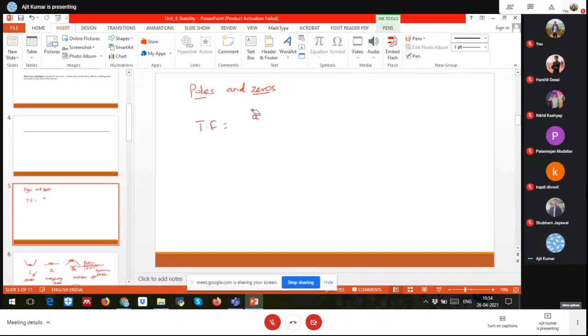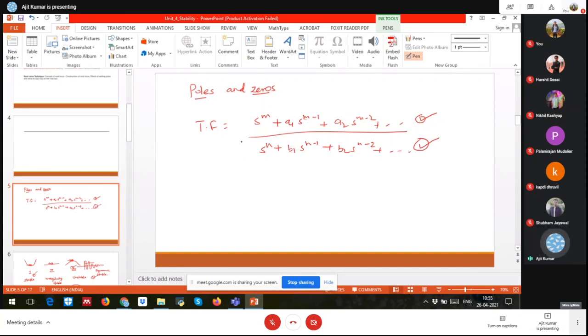write it like this: s to the power m plus a1 s^(m-1) plus a2 s^(m-2) etc., divided by s^n plus b1 s^(n-1) plus b2 s^(n-2) etc. So this is the numerator and this is the denominator.